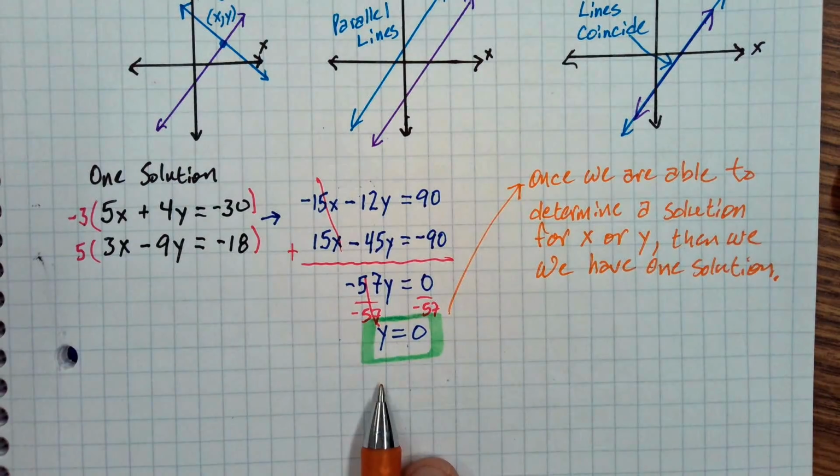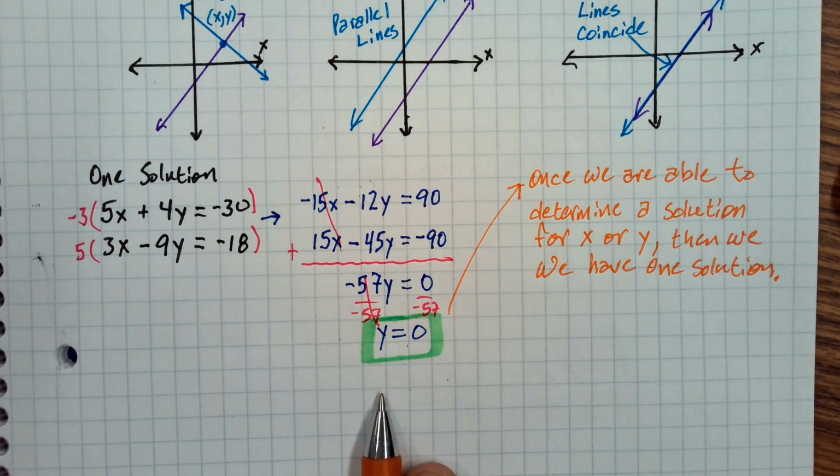So we were able to determine that y equals 0. Y could have equaled -5. Y could have equaled whatever number it is, even a decimal, even a fraction. Doesn't matter. Once we're able to determine some value for y or x, stop there and you say, okay, I have a solution. Okay? So this is an example of finding one solution.